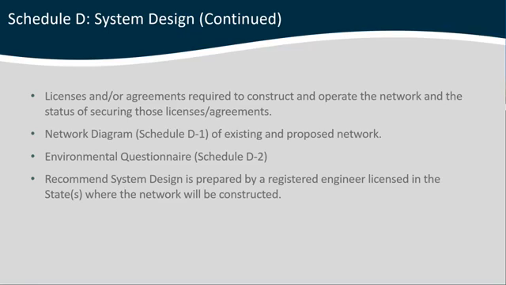Schedule D includes licenses and/or agreements required to construct and operate the network and the status of securing those licenses and agreements. Schedule D1 is a network diagram of the existing network if you have that, and the proposed network. Schedule D2 is the environmental questionnaire. We recommend the system design is prepared by a registered engineer licensed in the state where the network will be constructed.